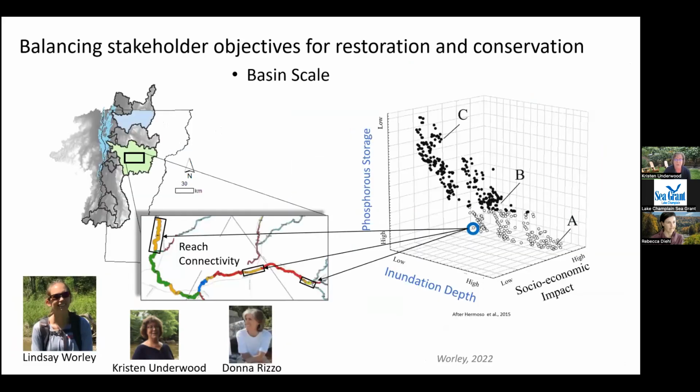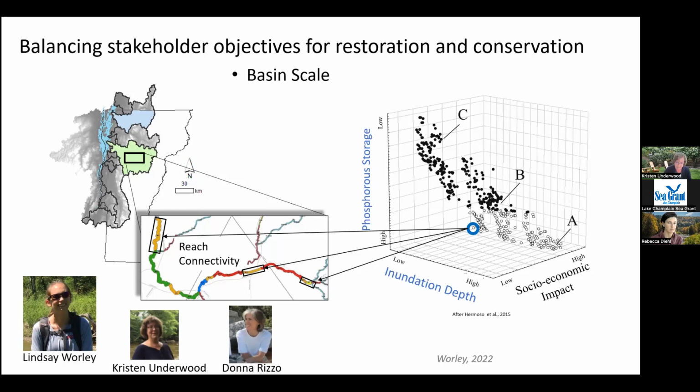Also, as part of her dissertation, Lindsay created a basin scale optimization algorithm that uses the geospatial database that is FFI. You can think of this algorithm as kind of being wrapped around the FFI geodatabase. And we generated scenarios of river reconnection or conservation that will optimally meet multiple stakeholder objectives.